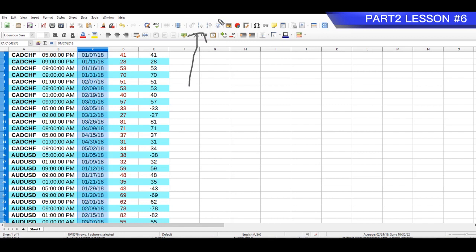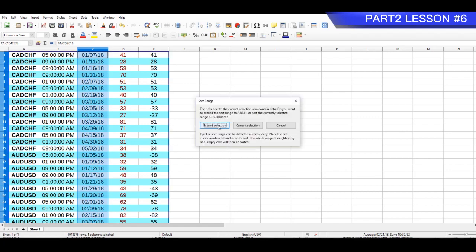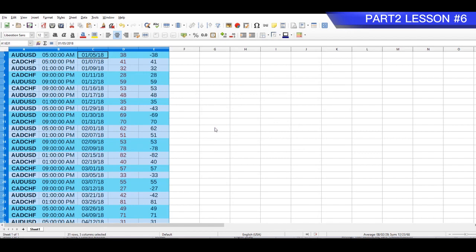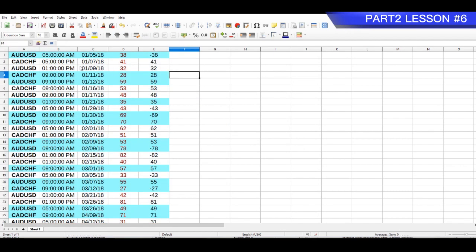On the Office program I use, they are right here. And what we have to do is sort them. So in order to do that, we just click that button right up here and then click extend selection. And what that's going to do is sort them correctly. Now, this is exactly what we needed.